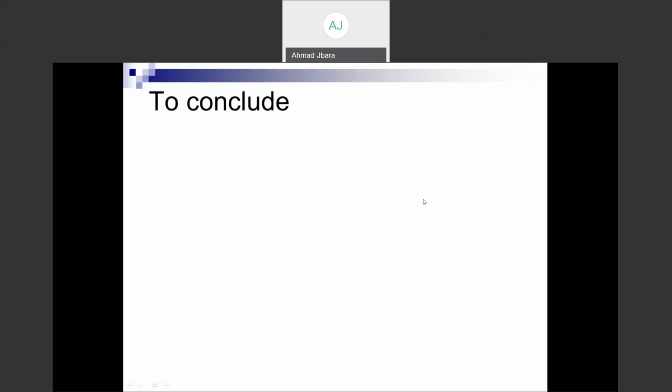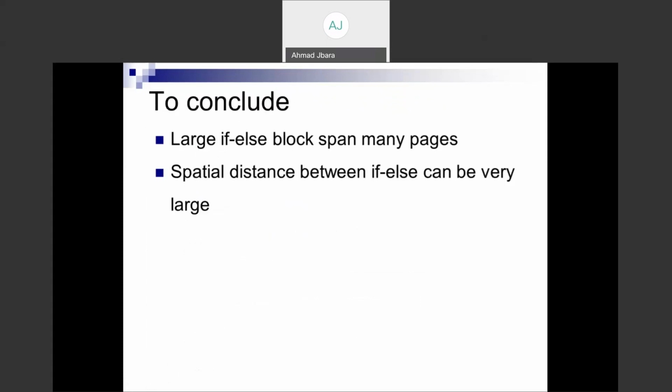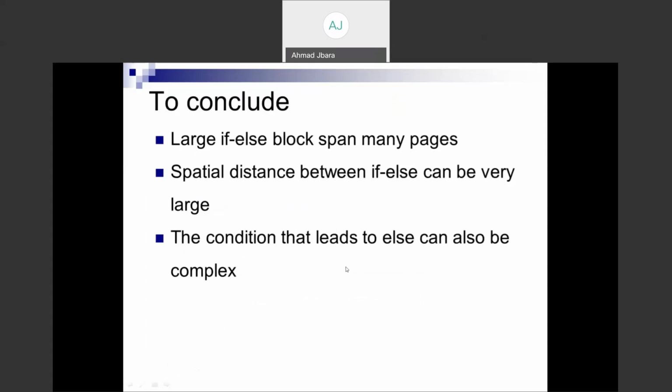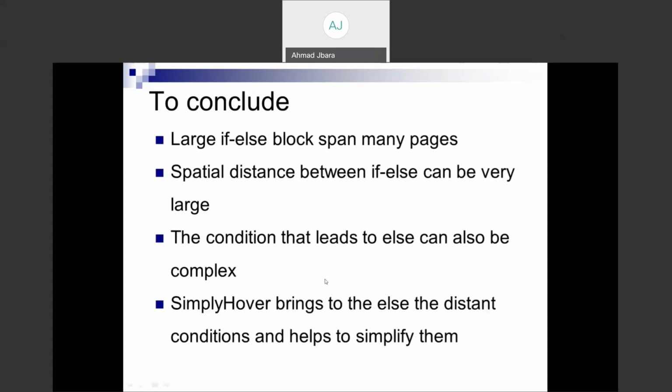So to conclude, a large if-else block may span many pages, and then the spatial distance between if and else can be very large, and the condition that leads to else can also be complex. SimplyHover 2 brings to the else statement the distant conditions and helps to simplify them. Thank you.